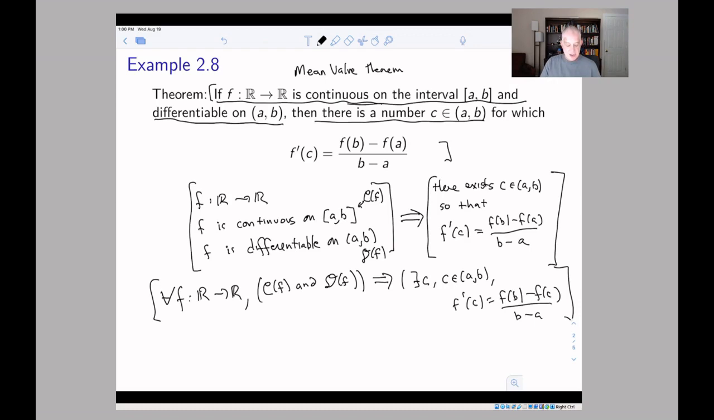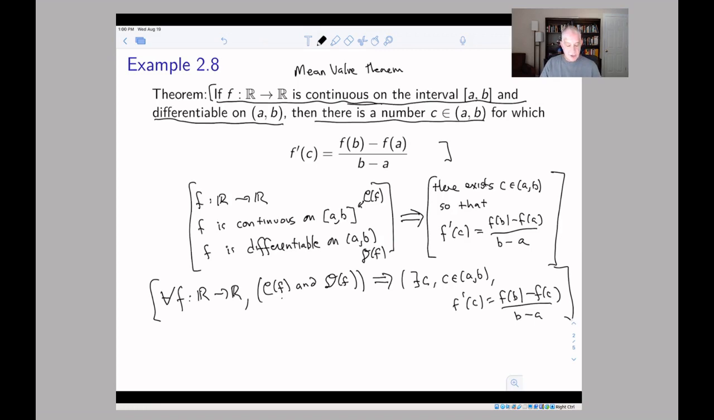So in this situation, you would be able to assume that c of f and d of f are true, because if they're not, there's nothing more to check. You would be able to assume that both of them are true. Having assumed that both of them are true, you would then have to somehow find this c.